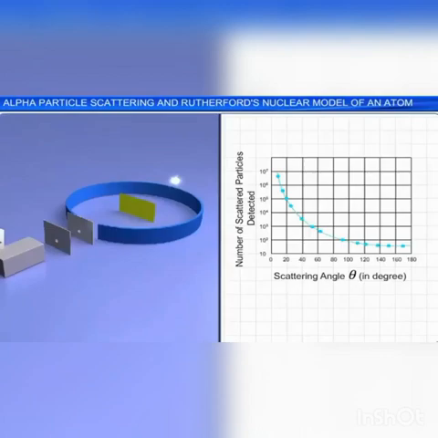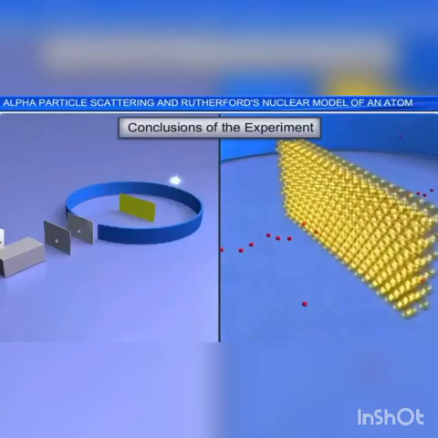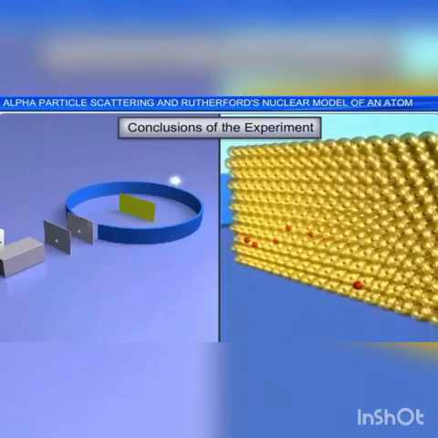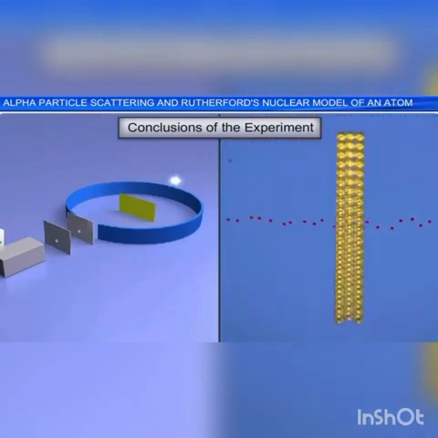Based on the data from the graph, Rutherford made the following conclusions. The number of particles for nearly zero angle of scattering was very large, indicating that most of them had passed almost straight through the gold foil. This implied that most of the atoms must have been empty.